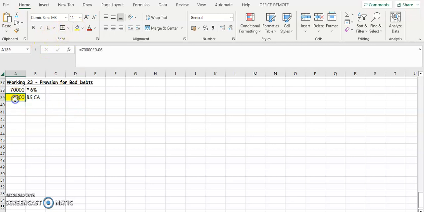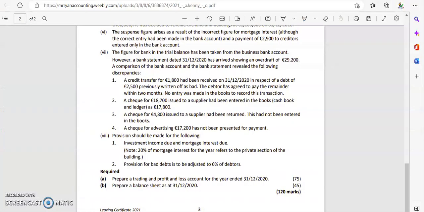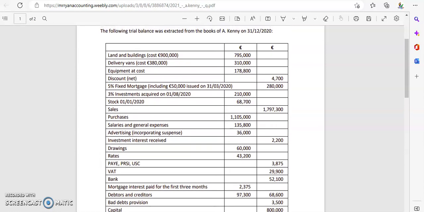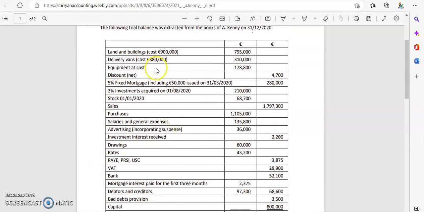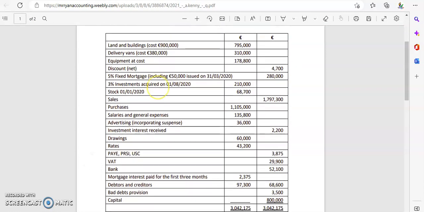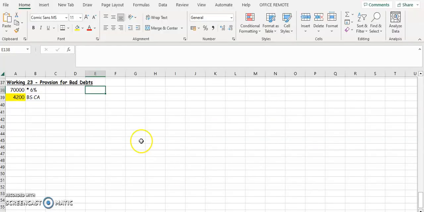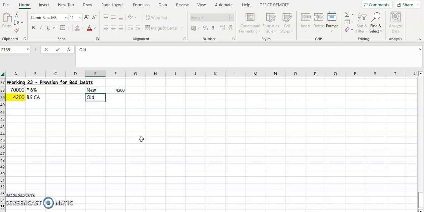We need to find out if this is an increase or decrease. So we're going to have a look at the question and see if we have a provision for bad debts already in our trial balance. So we got bad debts provision 3,500. So our new provision is 4,200. Our old provision from the trial balance is 3,500.